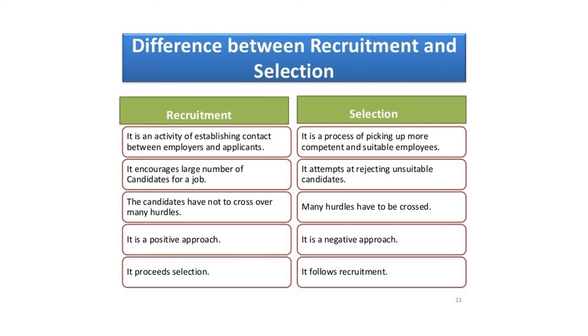Now the difference, like contractual relation. What is the contractual relation for recruitment? In the case of recruitment, no contractual relation is created between the employer and the candidate, because we are only recruiting, so we cannot bind any contract. But after the selection process, in the case of selection, a contractual relation is created between the employer and the selected candidate. Yes, after selecting we can make a contract between the employee and the employer.